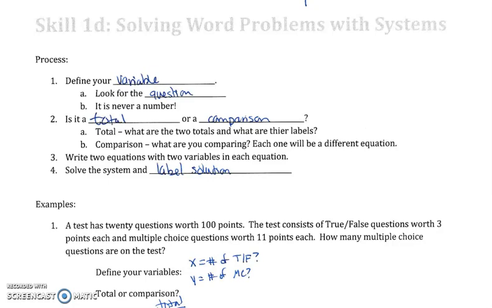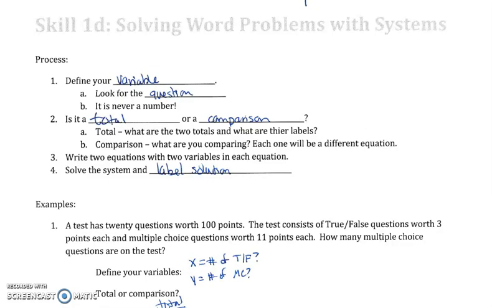Okay, here's your process. Number one, define your variable. Look for the question, and your variable is never a number. So your variable always has to be something you don't know. So you can't say that x is equal to 7 because that's a number, that's an answer. That's not a variable. Variable is something you don't know. So find the actual question they're asking you to answer, and in there will usually be your variable. So the question could be something like, find out how many small boxes and large boxes there are. Well, then x is small and y is large. Like, read the questions. It should be there.